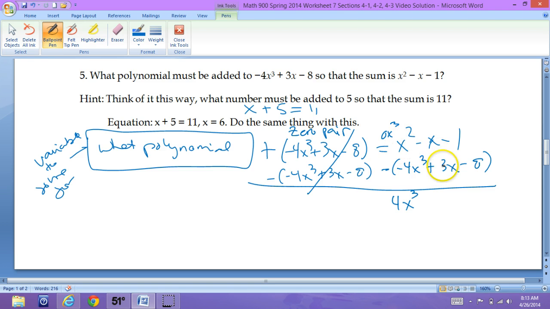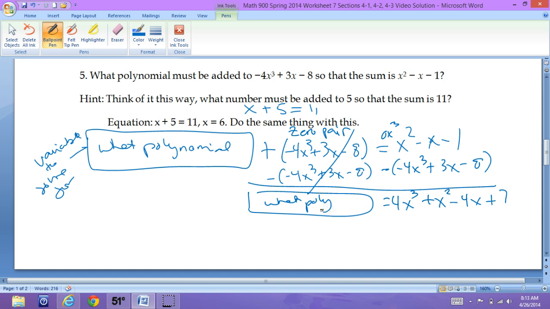And then I have an x squared here, but I'm subtracting out 0x squareds because there aren't any here. So that's a positive x squared. Then I have a negative x minus 3x, which is minus 4x. And then a negative 1 minus a negative 8 is the same thing as negative 1 plus 8, which is plus 7. So we're saying that this is what the polynomial equals.